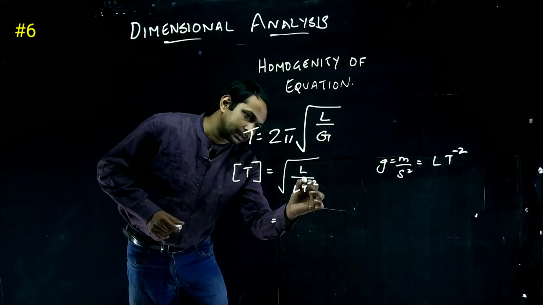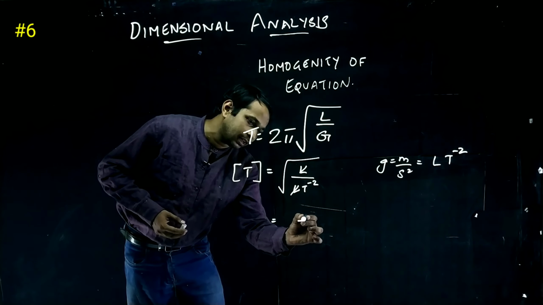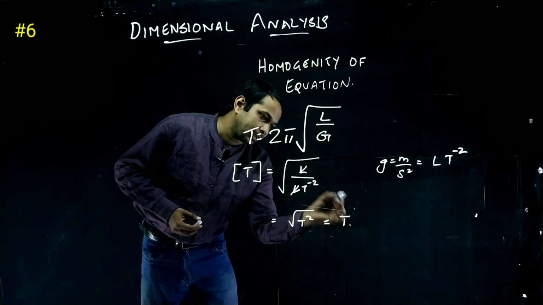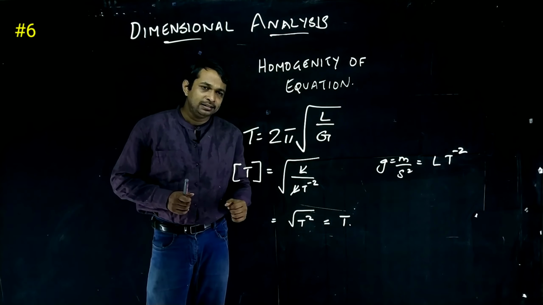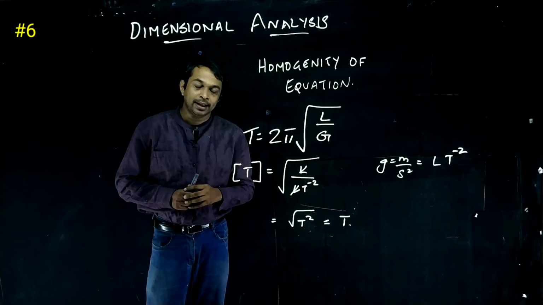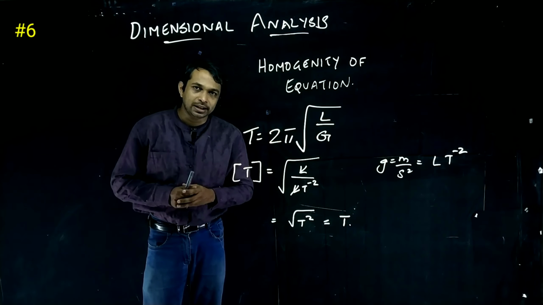Right? L T raised to minus 2, their root, equal to, let's simplify it. This L and L will get cancelled, and root of T square is T. See, the dimensions on the right hand side match with the dimensions of the left hand side, right? So we can say dimensionally this equation is correct.